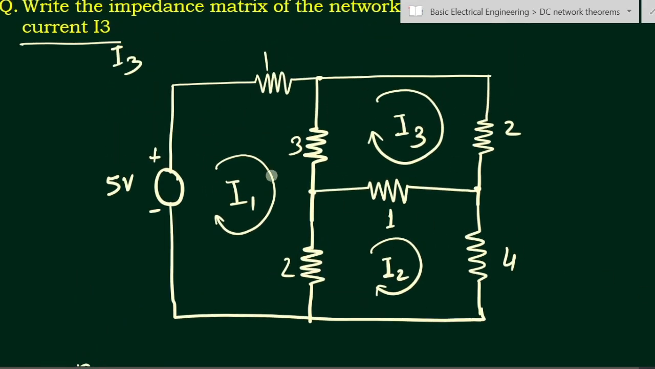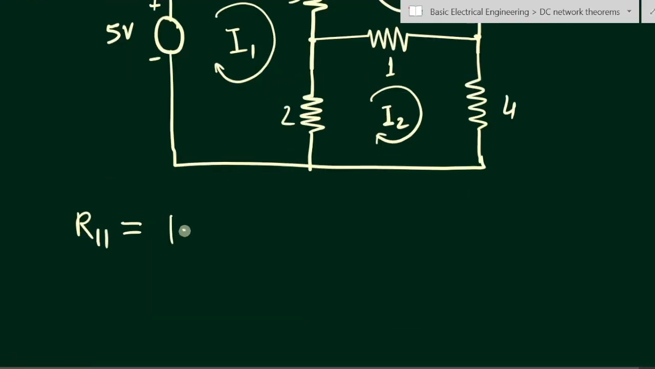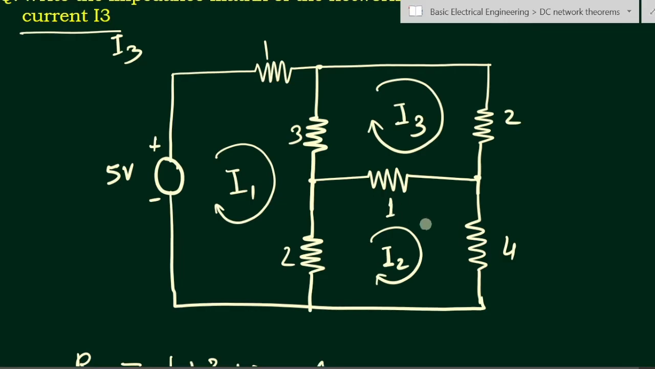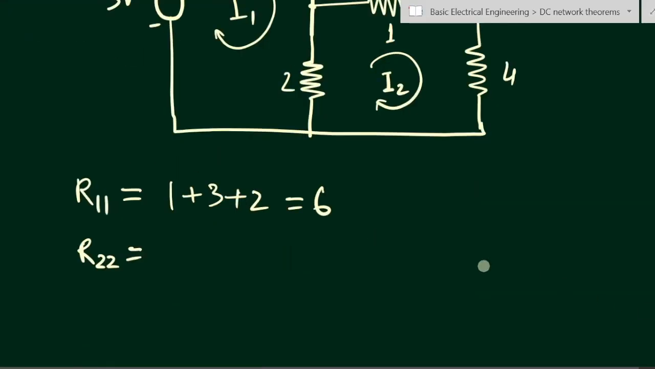So we have to sum all the resistances in loop 1. 1 plus 3 plus 2, this is equal to 6. Now let us see R22, that is the self resistance of the second loop. 3 resistances, 1, 4 and 2. So here we'll have 1 plus 4 plus 2. 4 plus 2 is 6, plus 1 it is 7.